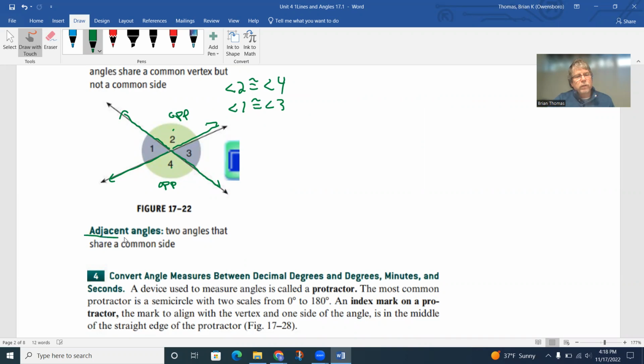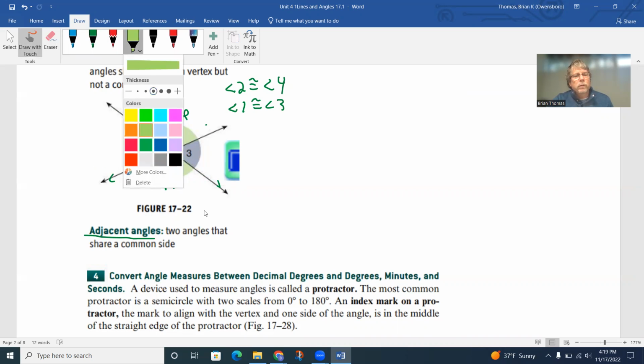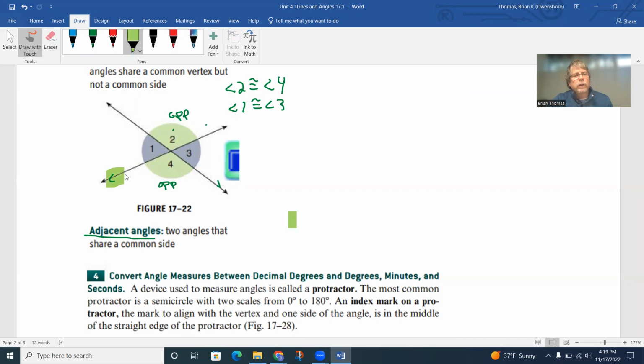Another word they talk about is adjacent. Adjacent angles are two angles that share a common side. Notice how angle 1 and angle 2 would be adjacent angles because they share this common side right here. Angle 1 and angle 4 would be adjacent because they share this side right here. Angle 4 is here, angle 3 is here, and notice how they share this common side. So we call those adjacent angles if they share a side.